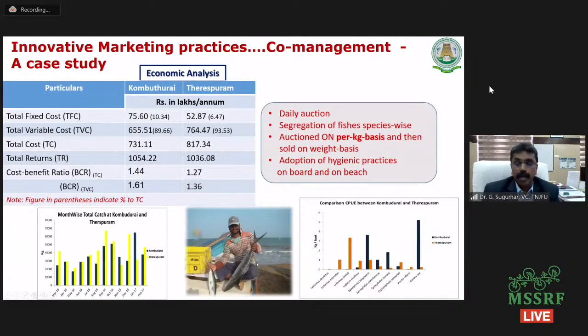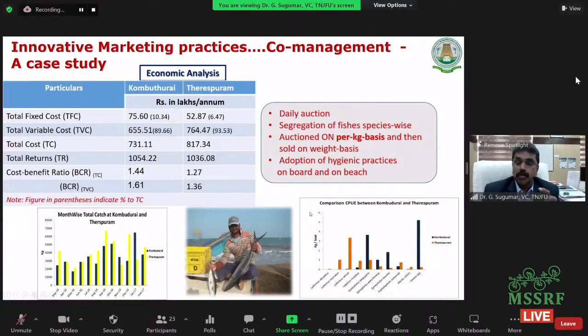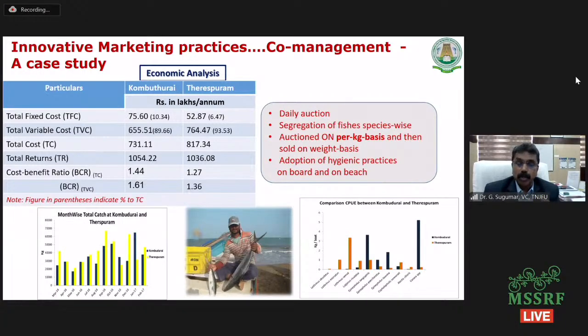Others go for multiple gear fishing. But if you work out the cost-benefit ratio, it is much, much higher in this village compared to other villages. And these people follow a specific way of marketing, which augments their income. So it is mainly because of an organized society that they are able to bring about this visible change.